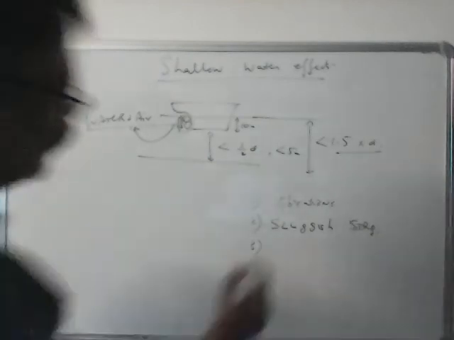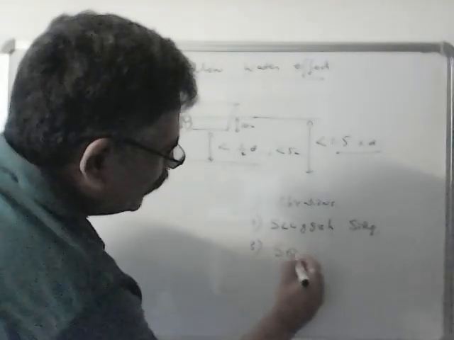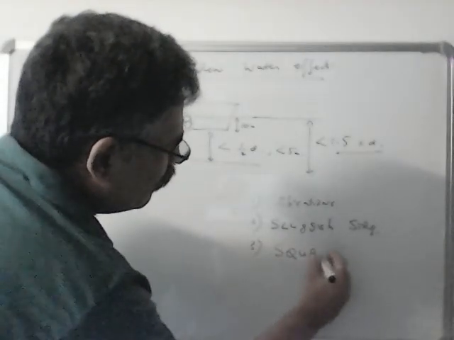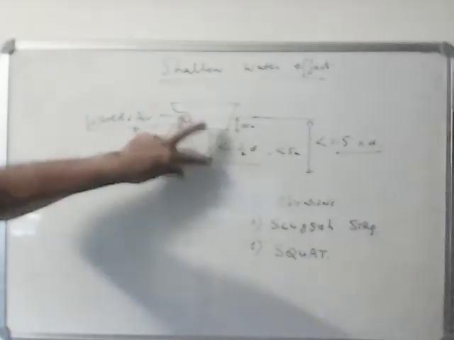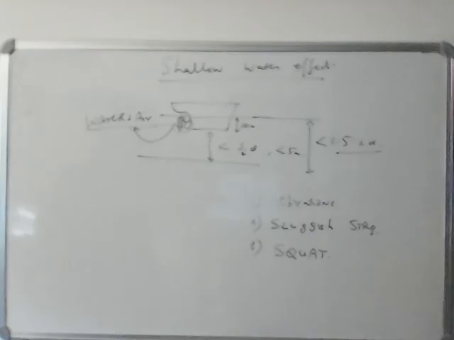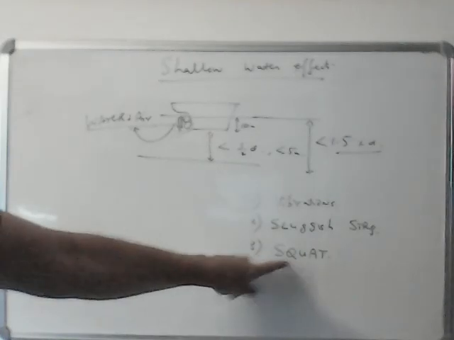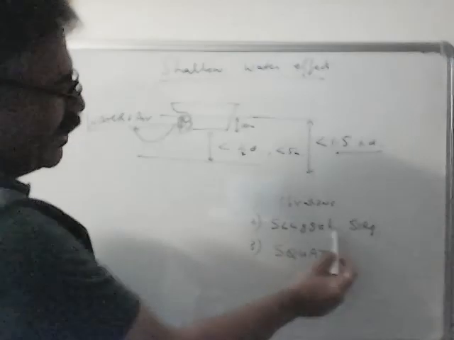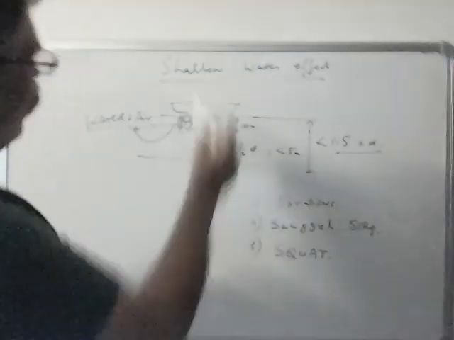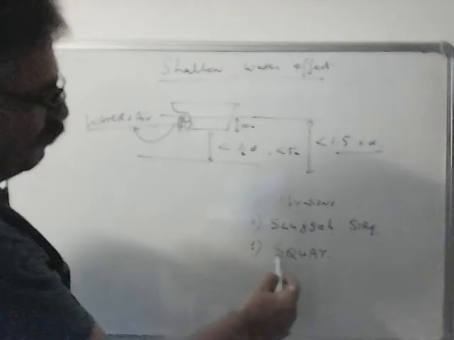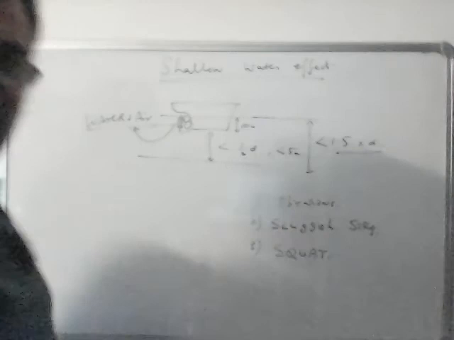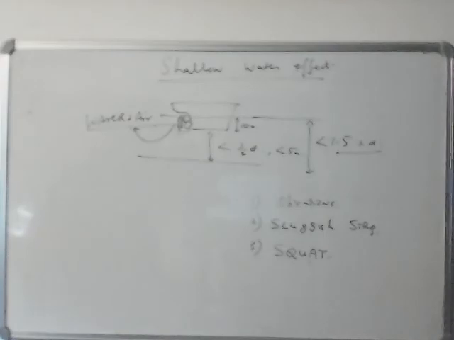And third thing would be squat. Squat we will discuss in the next video. Squat actually means your underkeel clearance reduces. So here also, for sluggish steering, if you want to improve steering, same thing, you have to reduce the speed of the ship. If you want to reduce the squat, again you have to reduce the speed of the ship.